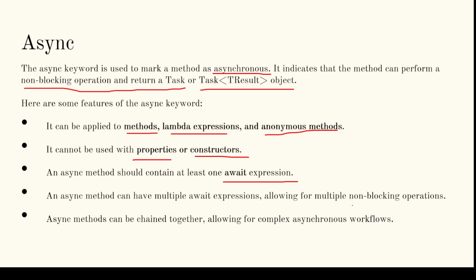Async methods can also be chained together. We can chain two async methods together, allowing for a complex asynchronous workflow. Meaning, say you want to hit an API, and once you get the result from that API, you want to push that result to a database. So there are two asynchronous methods that you will be creating and you want to chain them together. That can be easily done using async methods.